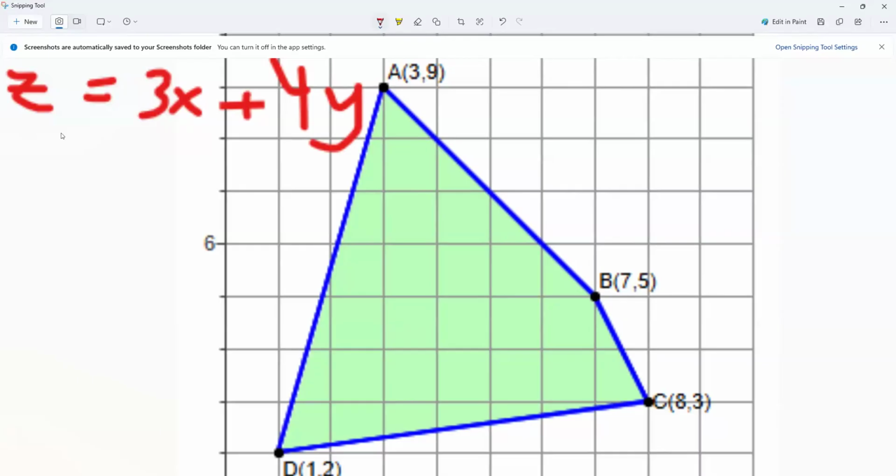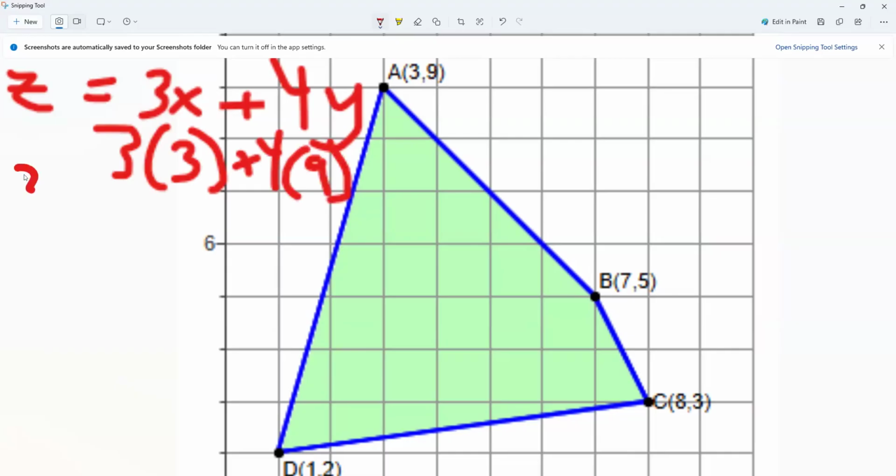So if I plug in the value of 3 for x, you get 3 times x, which is 3, plus 4 times y, which is 9. It's kind of hard to write with the computer mouse. Not going to lie, it's kind of hard. So z equals that. What's 3 times 3? 9. And what's 4 times 9? 36. So we get 9 plus 36. Wow, it's a struggle.